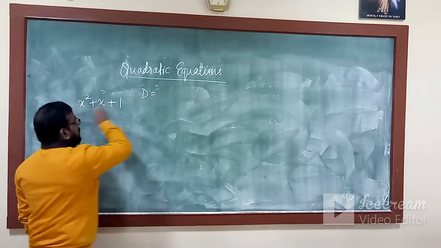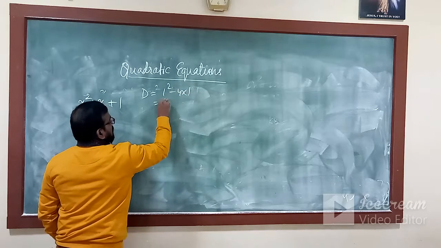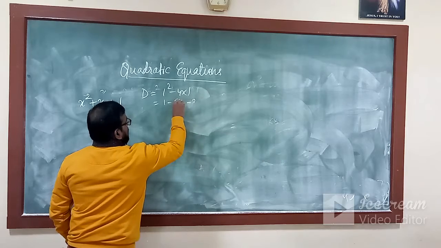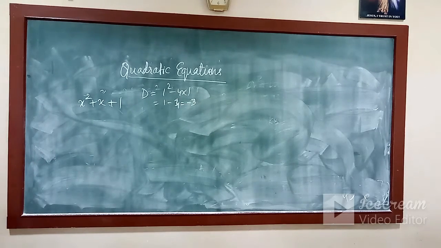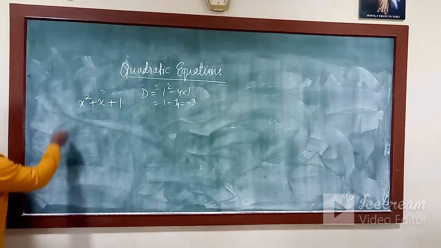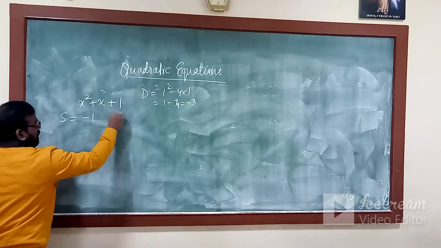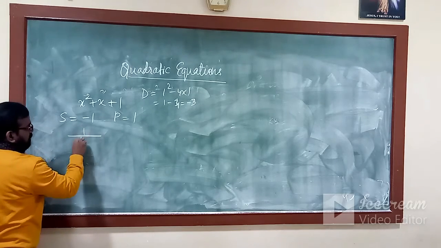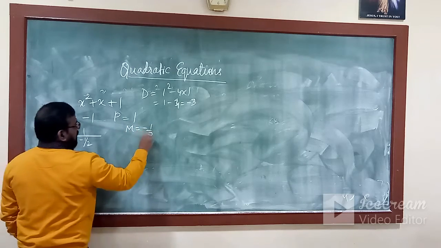What will be the method? We will check b square minus 4ac, that is 1 square minus 4 into 1, that is 1 minus 4, that is minus 3. So D is negative, roots will be complex. But can we use the method that I have discussed? Yes, we can use it. What is my sum? Sum is minus 1. Product is 1. What is the midpoint? Minus 1 by 2. Is it or not? Midpoint is minus 1 by 2.